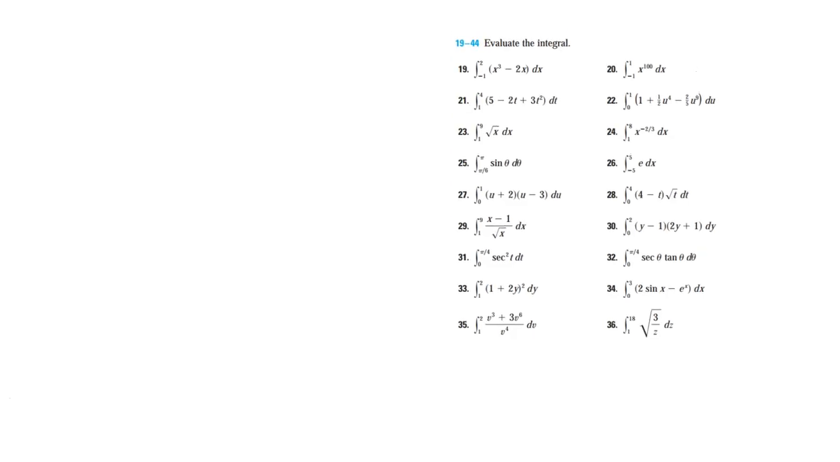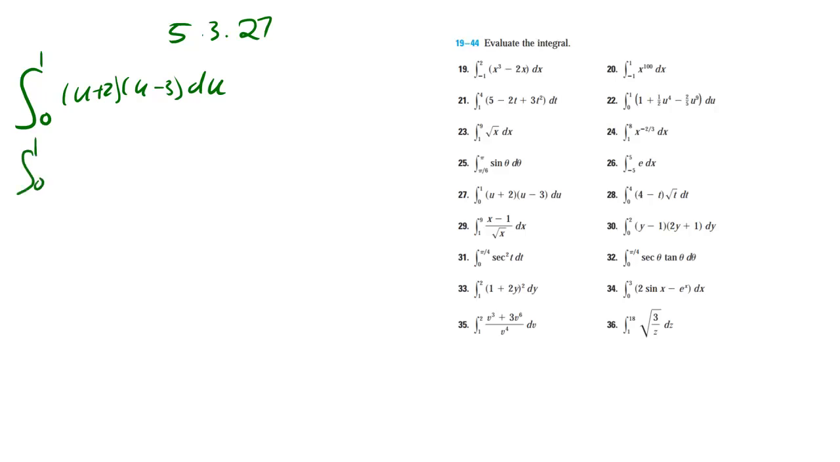Here we go, continuing section 5.3, beginning with problem 27. So I'm going to rewrite it down over here. Integral from 0 to 1 of (u plus 2)(u minus 3) du. Recognize these are really dummy variables. Since these are all u's, we're treating it just as if they were x's. Now for this one in particular, it'd be easier for us to multiply it out.